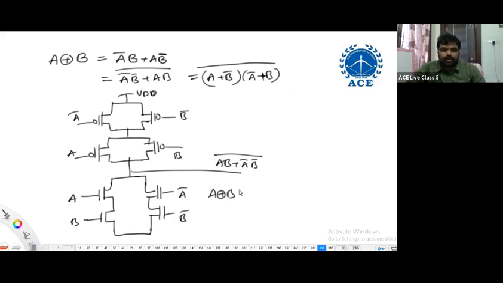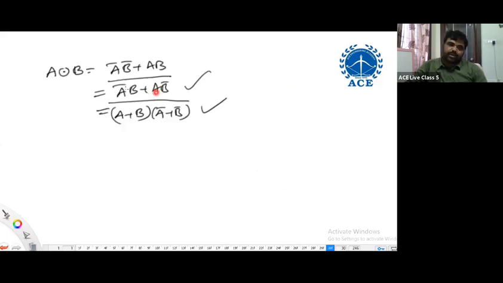I hope you are following. So try to implement this XNOR also. As I mentioned, you can implement either this or this, right? A plus B and A bar plus B bar whole bar also, it is A XNOR B only, because this is what A XOR B only.